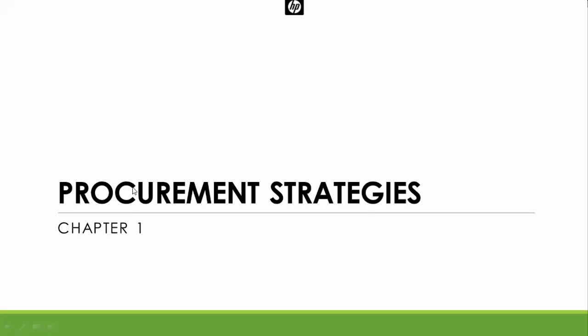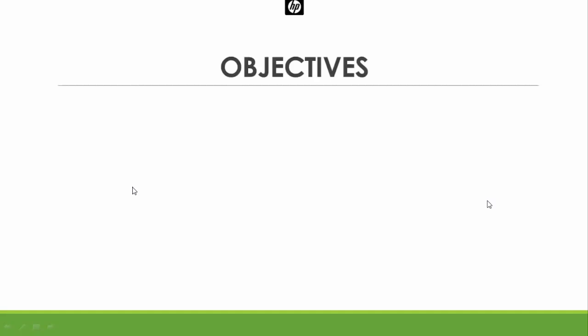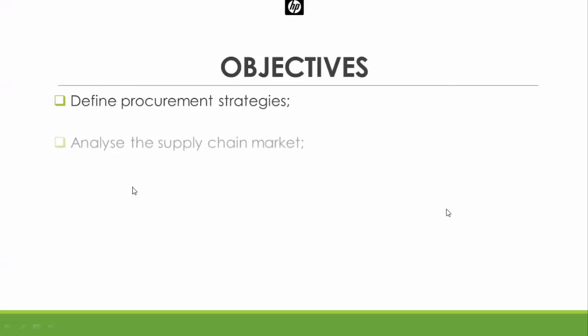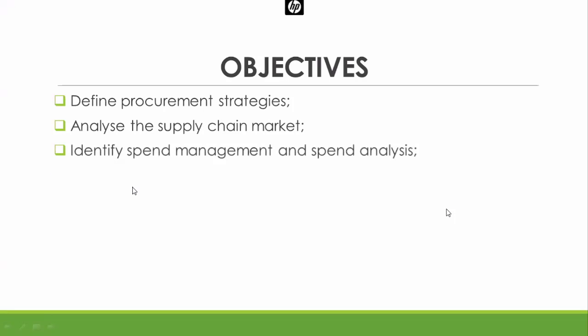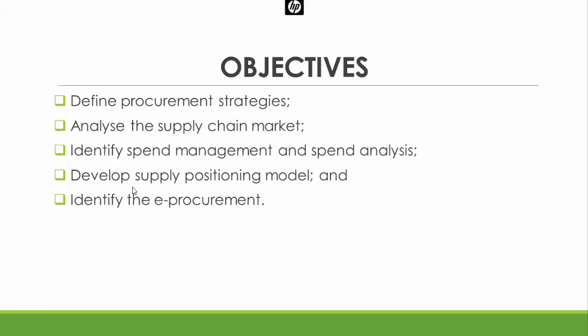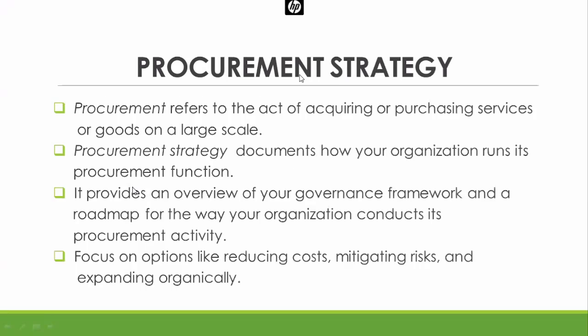So our topic is all about procurement strategy. Sorry, chapter 3, that was a mistake. So the objectives of this study are to define procurement strategies, analyze the supply chain market, identify spend management and spend analysis, develop a supply positioning model, and identify e-procurement. So our first reporter is Johnny Estel.